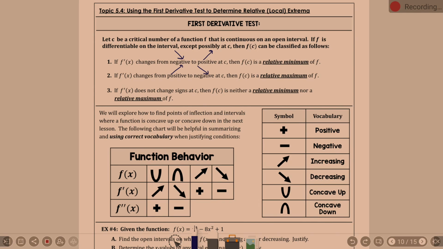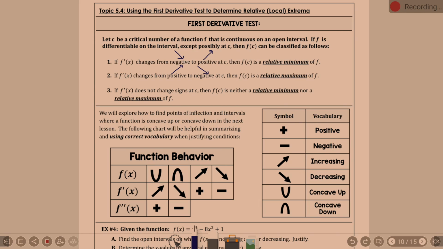If f prime of x changes from positive to negative, increasing to decreasing, then that's going to make it a relative max. If f prime of x does not change signs, then f of c is neither a minimum nor a maximum. Probably a lot of times it falls into a category of inflection points. Just depends on the scenario. Okay?